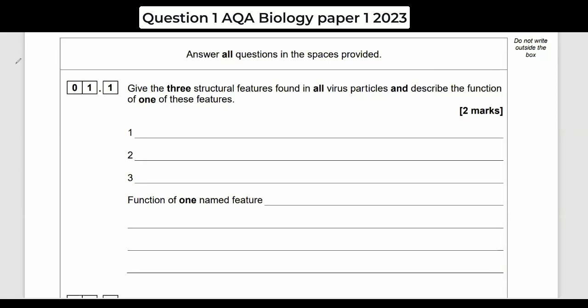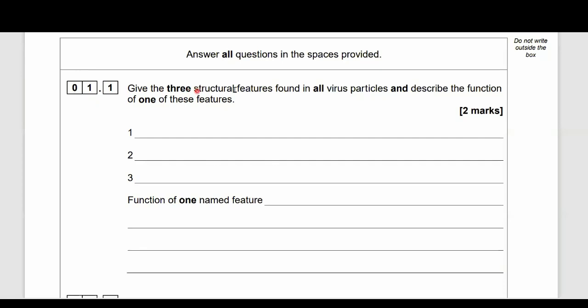We're doing question 1, AQA Biology, paper 1, 2023. Give the 3 structural features found in all virus particles and describe the function of these features. So we basically need to list the names of 3 features.